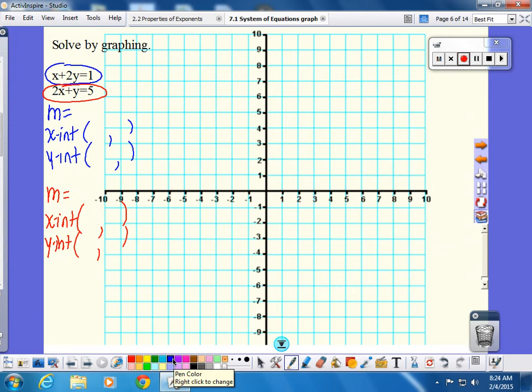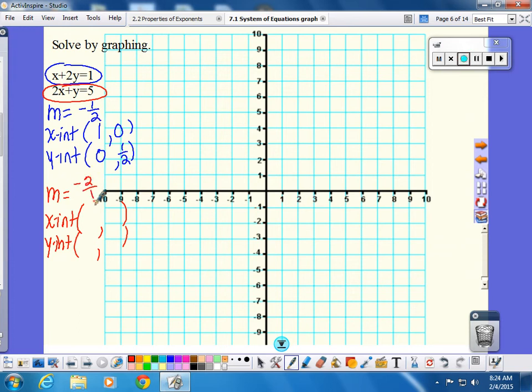Alright, what's the formula for finding slope? Negative A over B. Good. So this would be negative 1 over 2. And the x-intercept is c over a, 1 over 1 is 1. And the y-intercept is c over b, 1 over 2 is 1/2. We'll find the same three things with the second equation. A is 2, b is 1, c is 5. So negative a over b is negative 2 over 1.